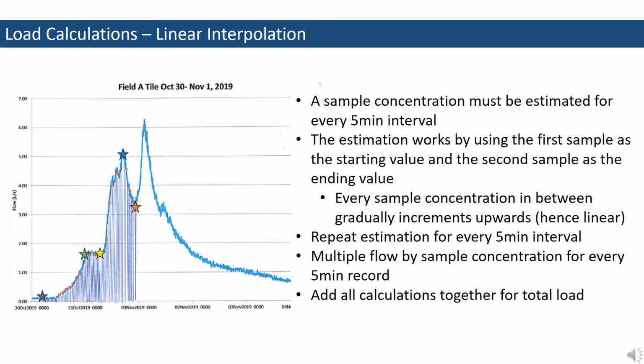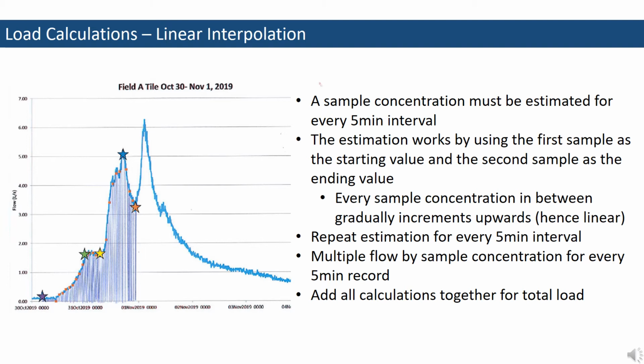In the previous slide, it was mentioned that gaps between sampled concentration values can be filled in using estimation techniques. There are different techniques for estimating the missing concentration values, and currently our approach is to use linear interpolation. Linear interpolation uses the first sample as a starting number and then gradually increases the concentration for every missing flow value. It stops when it reaches the next recorded sample concentration from the lab.